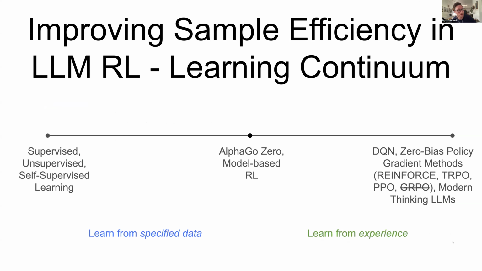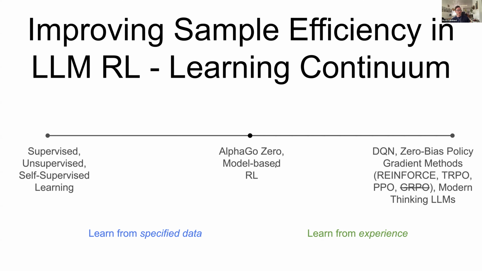So I have a spectrum here of the different ways we can go about training models. On the left, we have learning from specified data, and this is really most of our learning paradigms: supervised learning, unsupervised learning, self-supervised learning. On the right, we have learning from experience. The core traditional reinforcement learning algorithms fit in this category. And I believe in most of these labs, we're also doing this with our thinking LLMs. We're just doing reinforcement learning to see if we can get some better results.